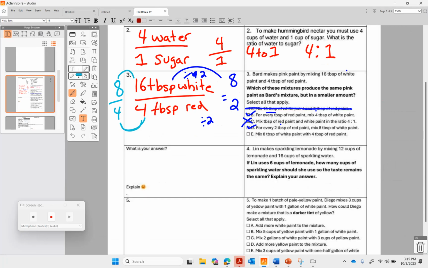Okay, so again, on C, I just want to point out that the reason that one's wrong is because they list the word red first, okay? Over here, even though they list the word red first, they have the number right there going with red. So that's why D is correct and C is not. Okay, let's clear my annotations.